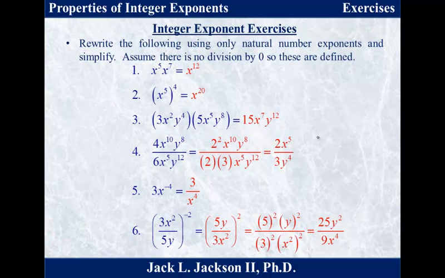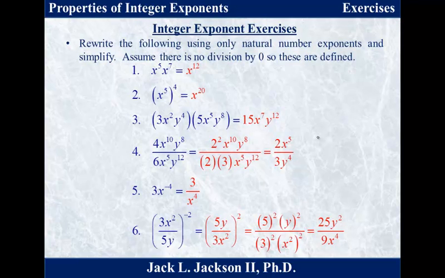The next one, I have 3 times x to the negative 4. Well, that's 3 over x to the positive 4. The next one, notice the first thing I did is I start with the outside exponent and changed it from negative 2 to positive 2.